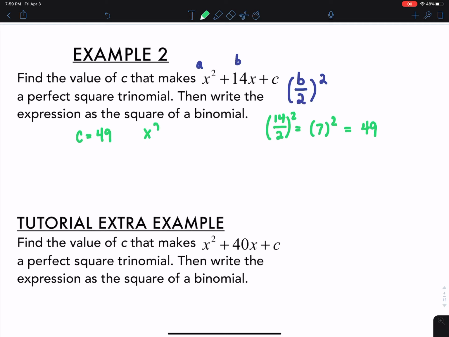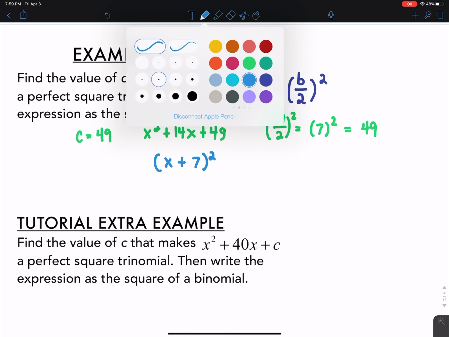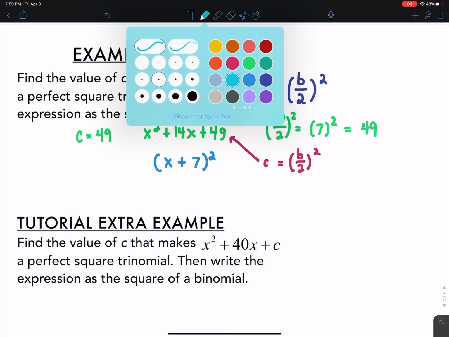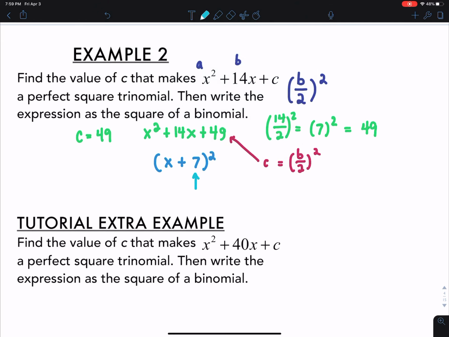And that's going to give us x squared plus 14x plus 49, which then would factor into simply x plus 7 squared. So notice c is b divided by 2 quantity squared. And then when we write our perfect square trinomial, our constant is just b divided by 2.